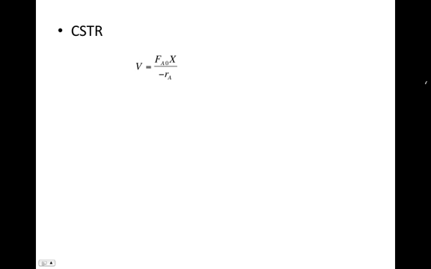Recall that we evaluate a CSTR by the exit conditions because a CSTR is considered a well-mixed reactor. Extrapolating from this, we can say that for CSTRs in series, our equation will be V is equal to FA0 multiplied by the exit conversion minus the inlet conversion, all over the rate of reaction at the exit. We'd like to be able to depict this graphically and find V.